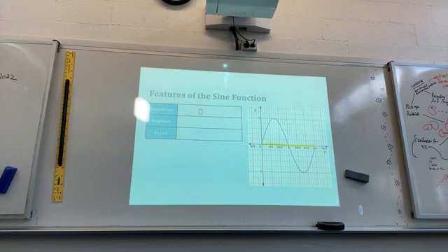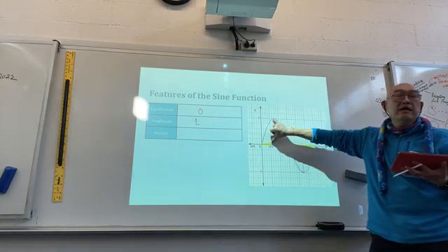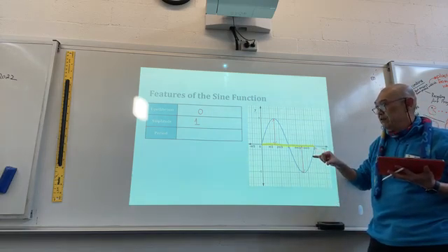Amplitude. Amplitude is from equilibrium to the extrema. Now, for amplitude, we don't have positive or negative. The amplitude is just 1. All right? The amplitude is just a magnitude. This is the same as that. There's no positive or negative.